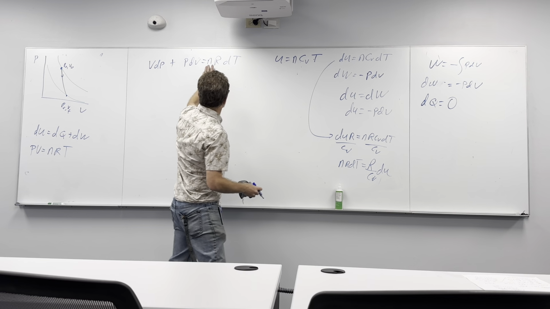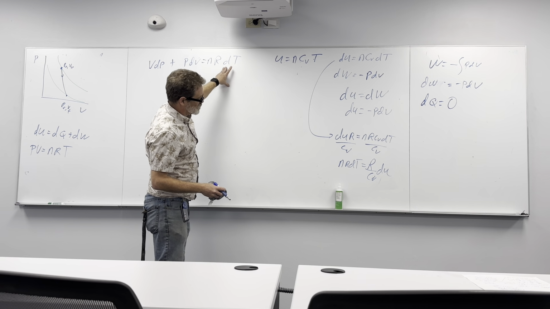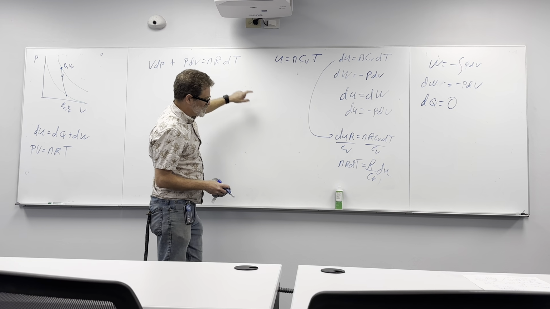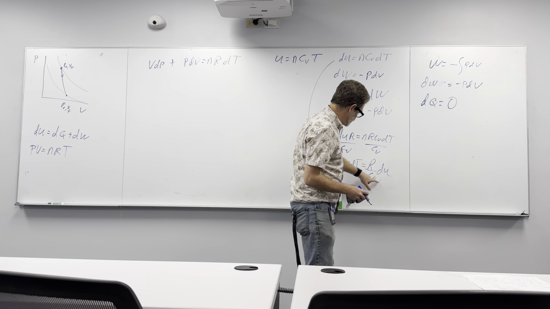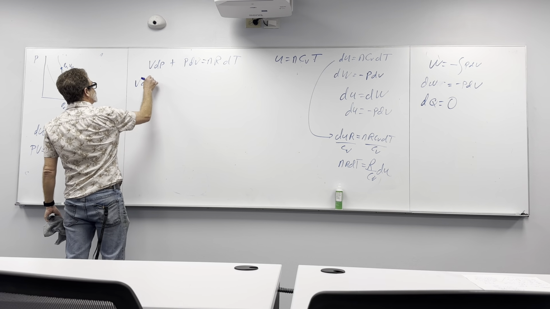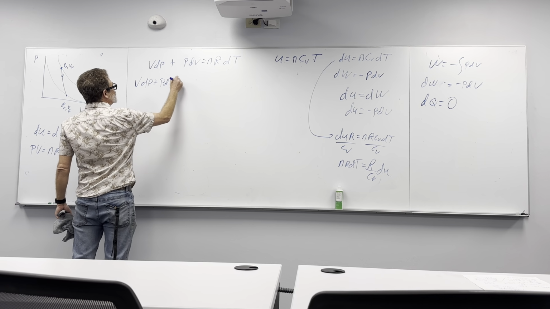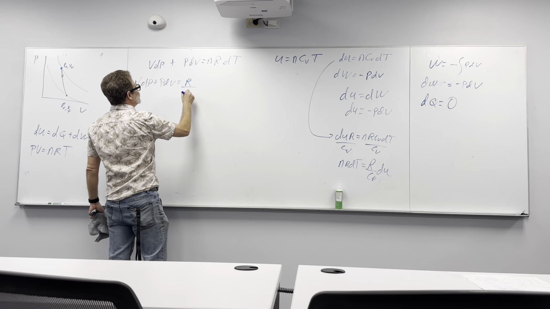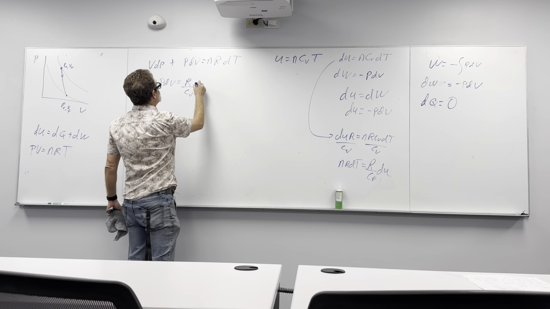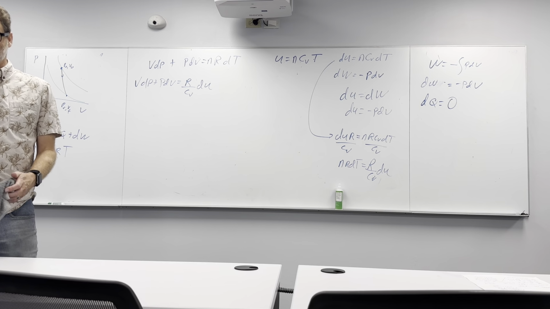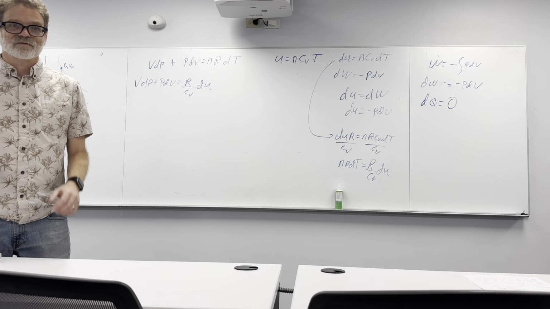Because I want to replace nR dT with dU. Right? nR dT is R over CV dU. So V dP plus P dV equals R over CV dU. Did I lose anybody in that algebra?